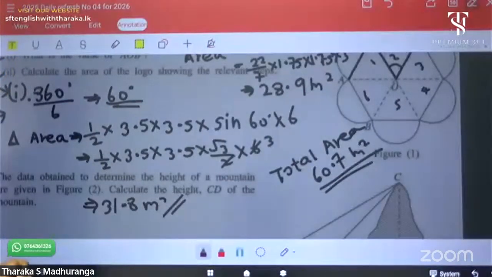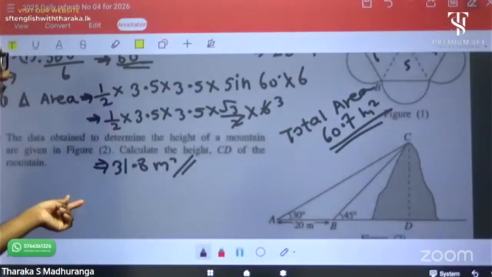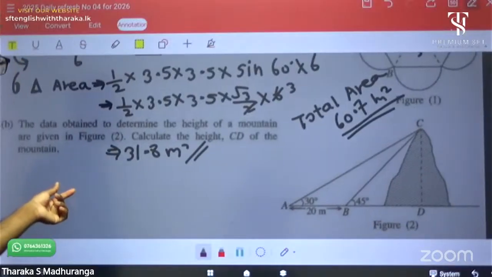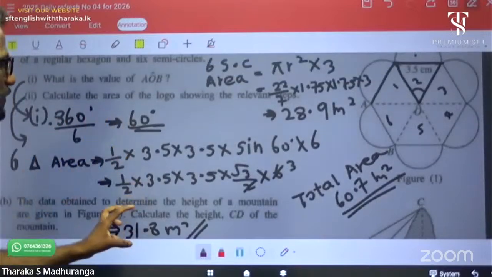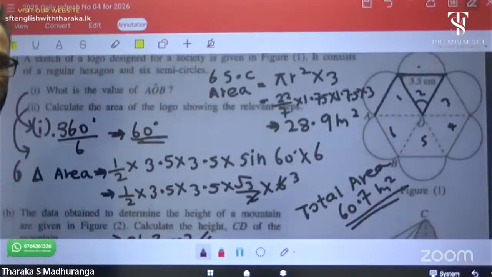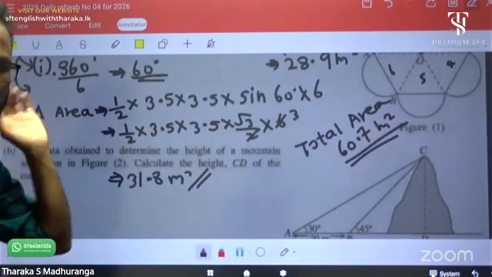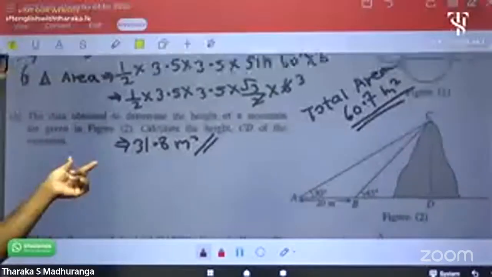Good. Amina? Fatima? First I got 6 triangle areas. Then I got 3 circle areas. 6 semicircle means 3 circles. Then I got the total area by adding the values. Okay, I'm going to erase and go to the second part.